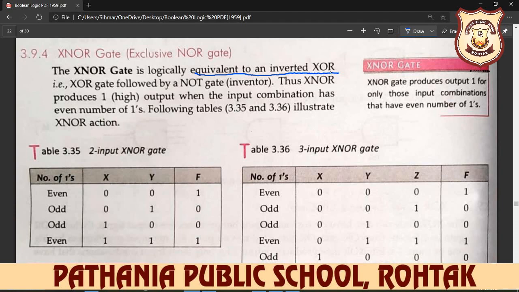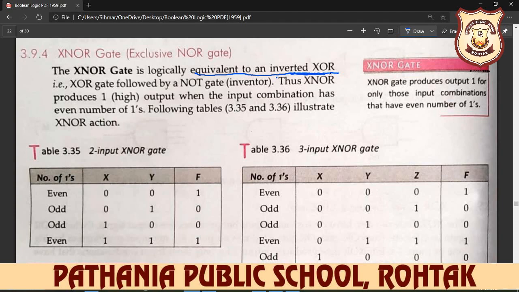Thus, XNOR produces a high output when the input combination has an even number of ones. In XOR gate, you write down 1 when your input values are odd. And in XNOR gate, you write down 1 when your input values are even. So it is an inverted version of your XOR gate. It is a complement of your XOR gate.